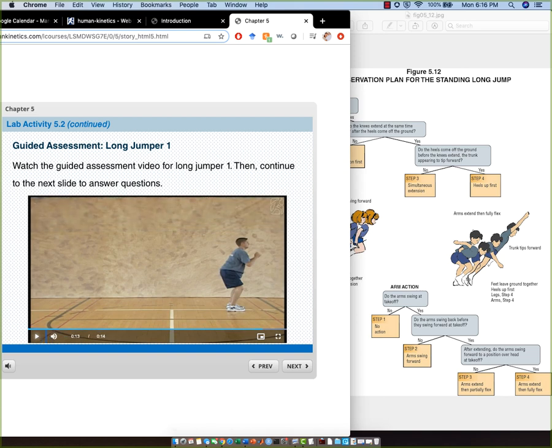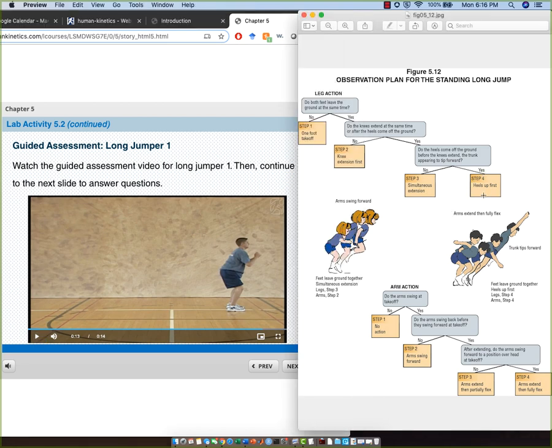The next question is, do the heels come off the ground before the knees extend, the trunk appearing to tip forward? So here again, we saw that the heels come up and then the trunk tips forward before the knees and ankles extend. So this jumper is in step 4 of the leg action.